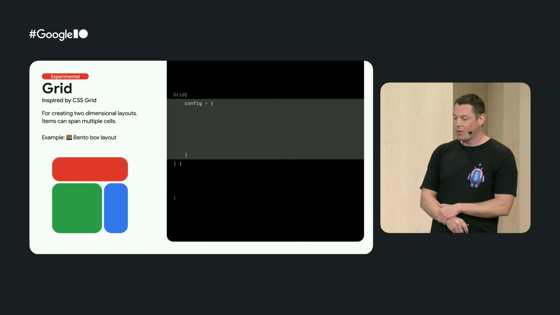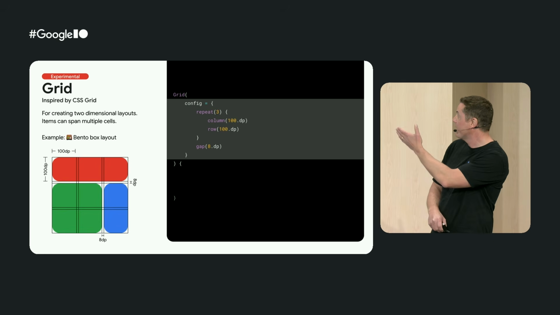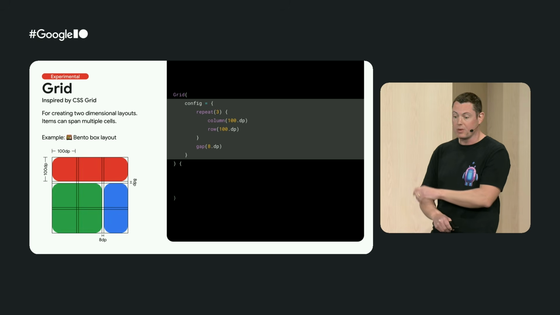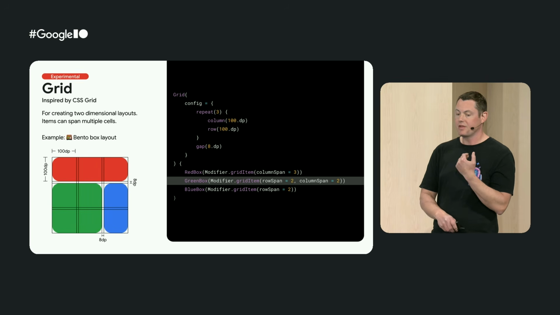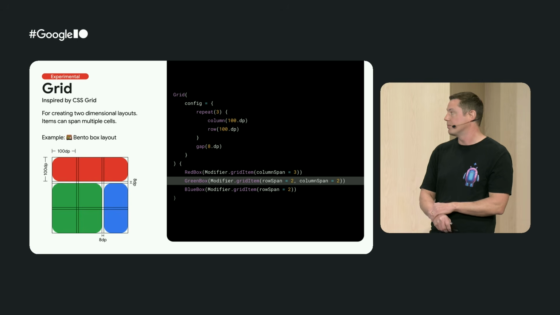And you configure it the same way as FlexBox, with a config block for the container. In this example here, we use the column and row functions to define a 3x3 grid with 100 dp cell sizes. And we can also specify the gap between the rows and columns. We use the grid item modifier to access grid's features, like spanning across multiple cells.